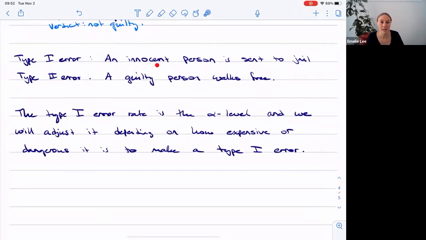How expensive or dangerous is it going to be to send an innocent person to jail? Well, that's really bad. So we want to make sure that that's not what we're doing, right? We also just want to make sure that a guilty person doesn't walk free. And so that alpha level comes with a little bit of baggage, right? Because it is the type 1 error rate. I'll highlight that here. So the type 1 error rate is the alpha level.